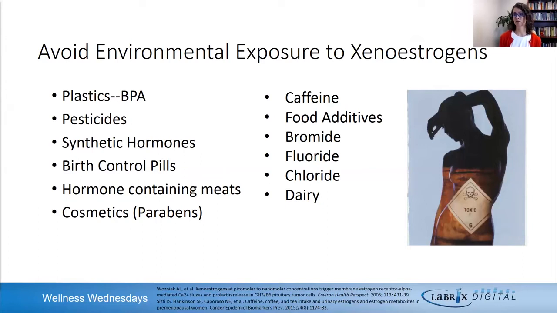So some of the things that you need to think about in terms of xenoestrogens, and you want to limit the exposure for your patients: plastics. The chemical BPA in plastics is very similar to human estradiol and can bind to receptors as well. Pesticides, of course, synthetic hormones, which can sometimes be in the water supply, birth control pills, meats that contain hormones, cosmetics that can contain parabens, even caffeine has some weak estrogenic effects. Food additives, bromide, fluoride, chloride, and in particular, be aware of dairy products.